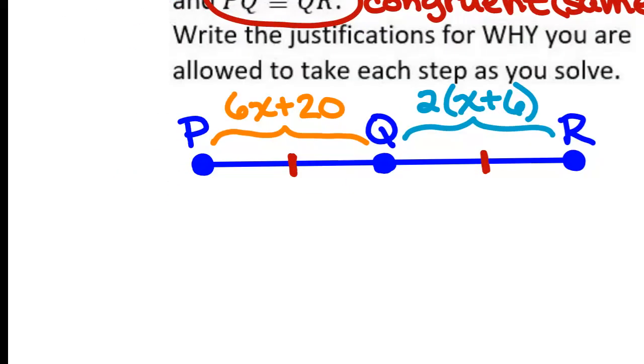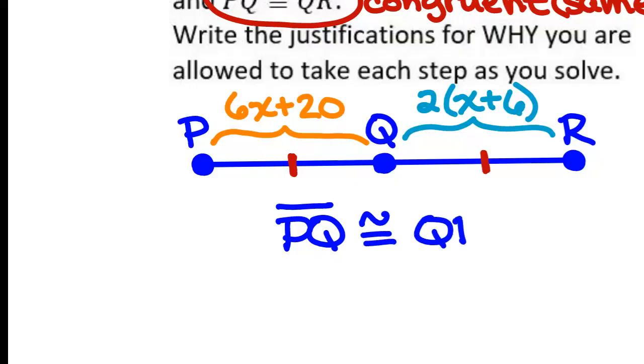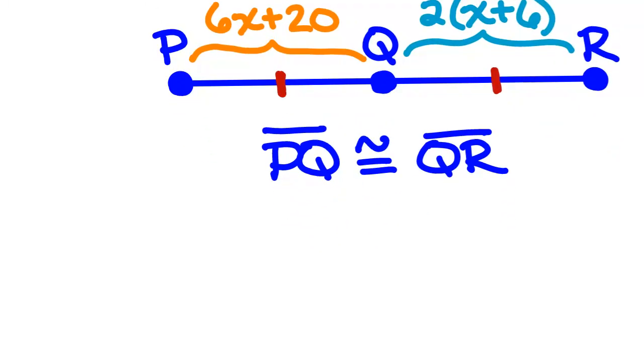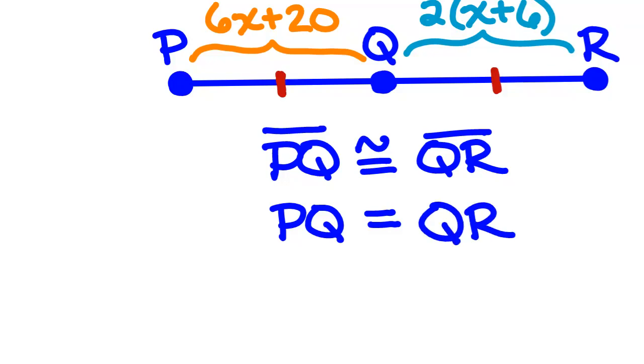In geometry, if you have things that are congruent, like PQ and QR, that means their measurements are equal. So I'm going to rewrite PQ, but without the dash over the top. And I'm going to change the congruent sign to an equal sign. QR gets rewritten, but without the dash over the top. So here I'm talking about the actual segments. Here I'm talking about the length of the segments.